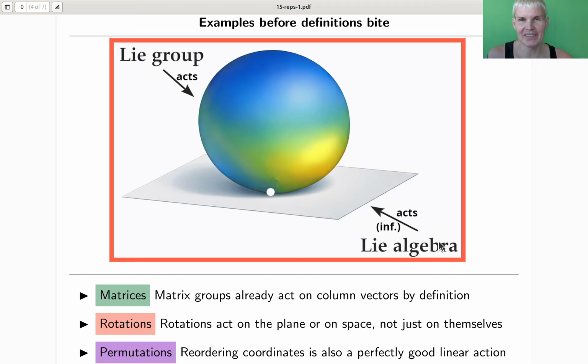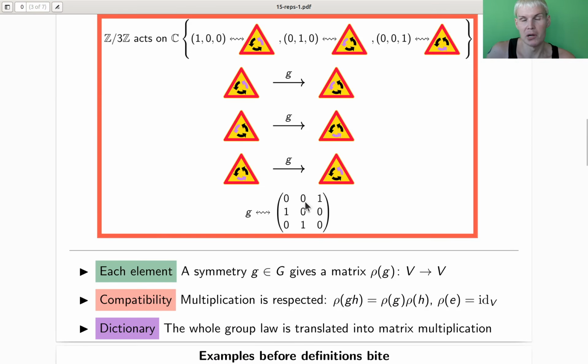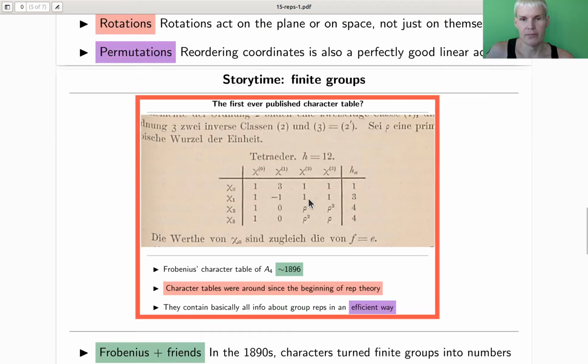So matrix groups are just better than general groups. That's just what it is. Rotations act as rotations. Permutations are perfectly good linear actions because they are literally matrices. So this, for example, is a permutation matrix. Perfectly good linear matrix. Cool.